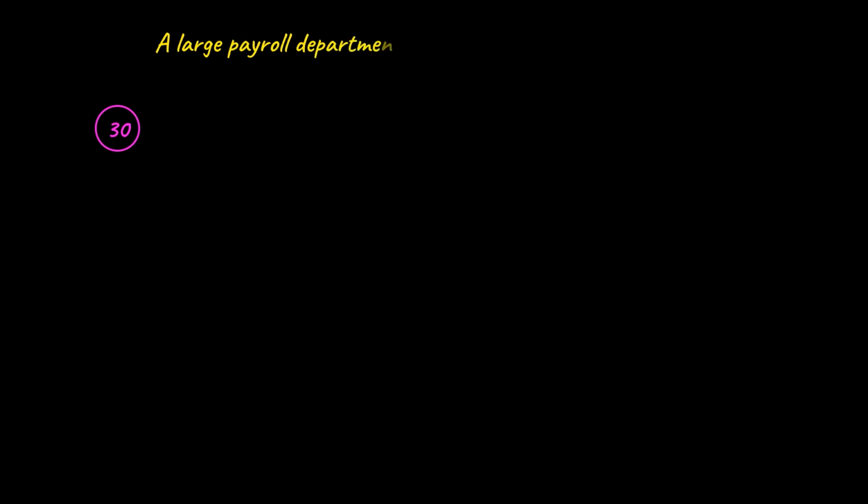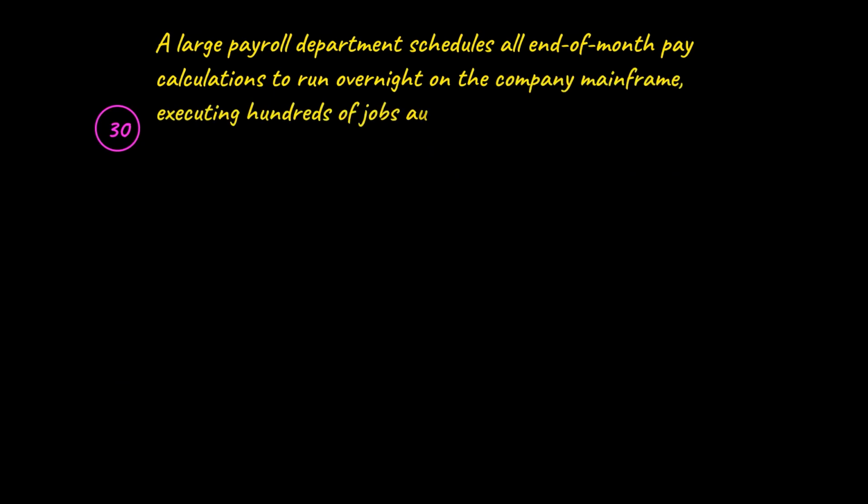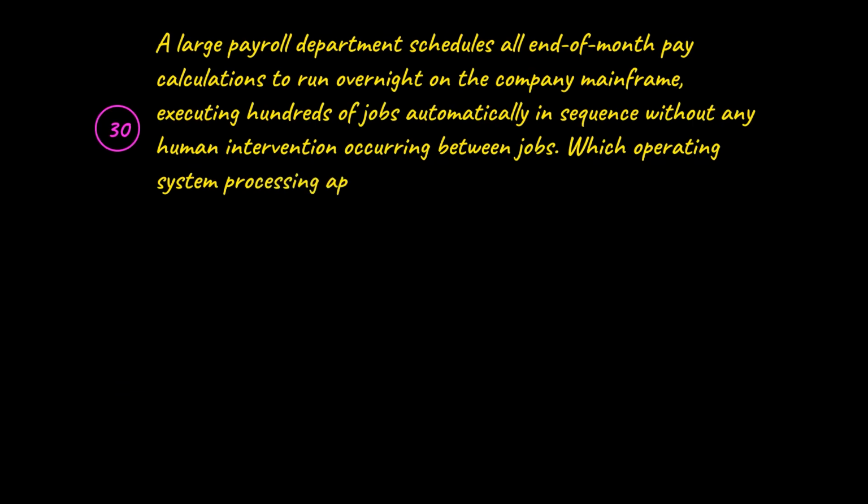Question 30. A large payroll department schedules all end-of-month pay calculations to run overnight on the company mainframe, executing hundreds of jobs automatically in sequence without any human intervention occurring between jobs. Which operating system processing approach does this workflow most clearly illustrate?